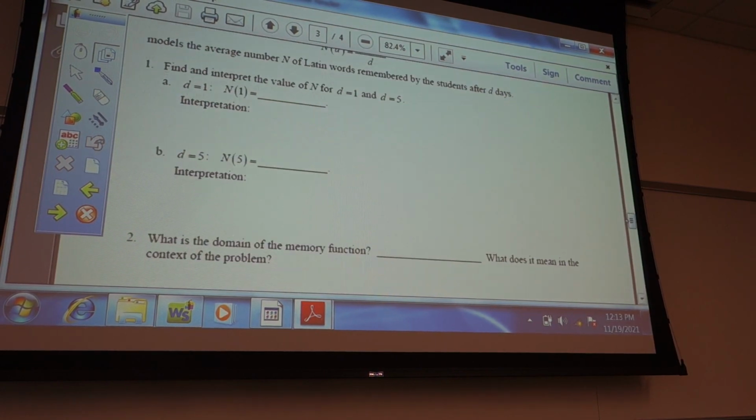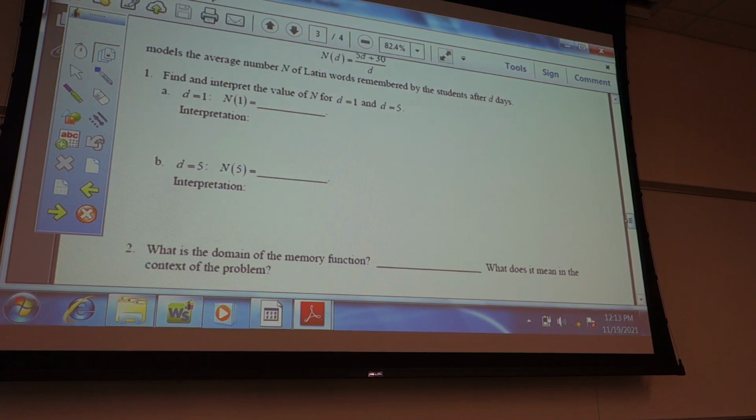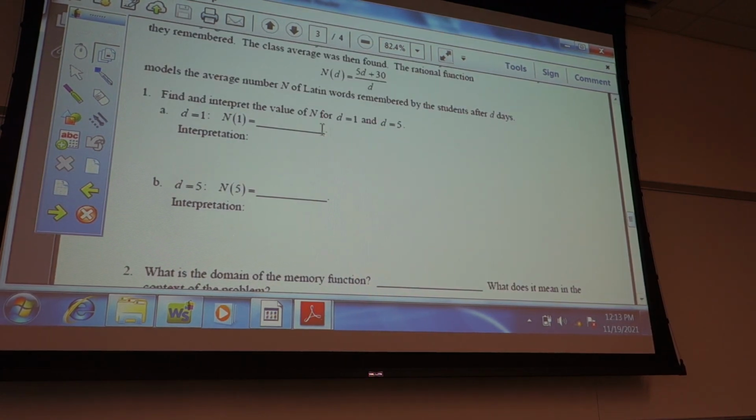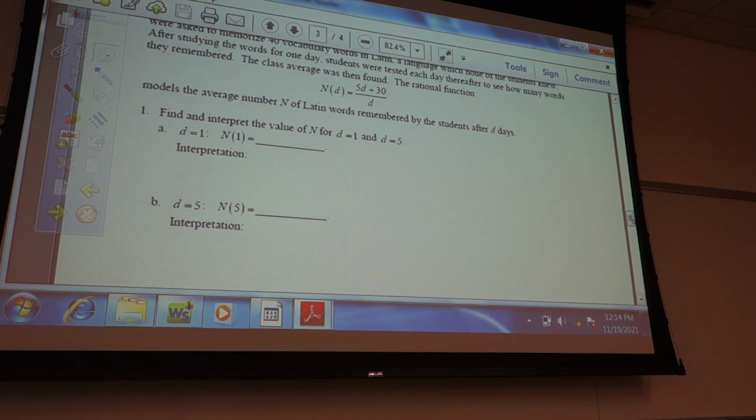So find and interpret the value for d equals 1, and then do it again for d equals 5. Everyone do that. And then write down what you think it means. So remember, N is the number of words remembered. D is the days afterwards. Everybody do number 1, A and B.